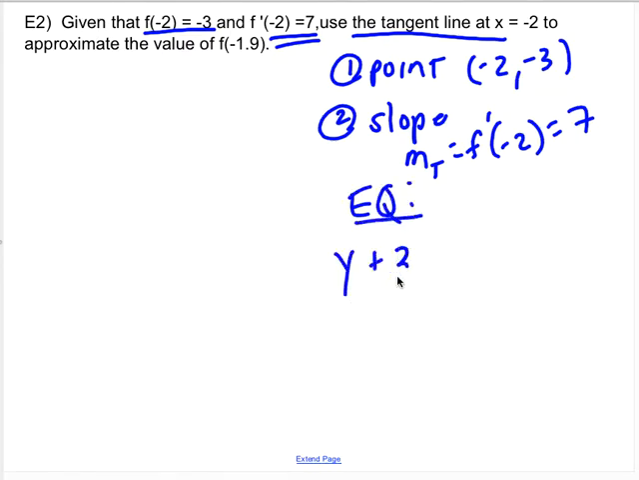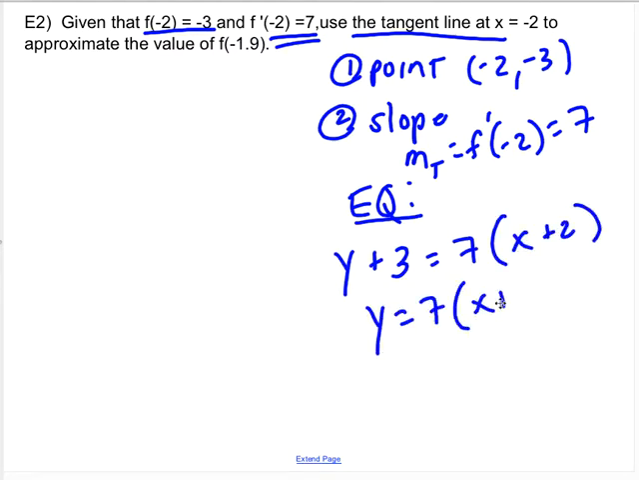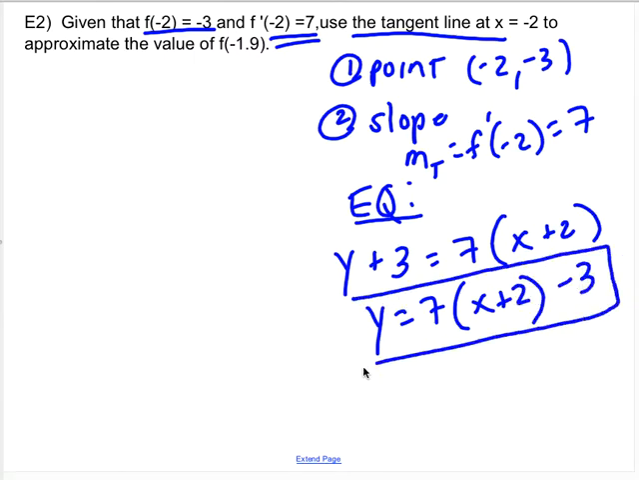So I was actually given everything I need in this problem to just jump to the equation. Y minus the y value equals my m, x minus the x value. Y equals 7 times (x plus 2), subtract that 3 over. This is my tangent line, right? And then I'm asked to use that tangent line to approximate this value. So I want to articulate clearly that that's what I'm doing. I want to say that this is the thing I'm approximating.